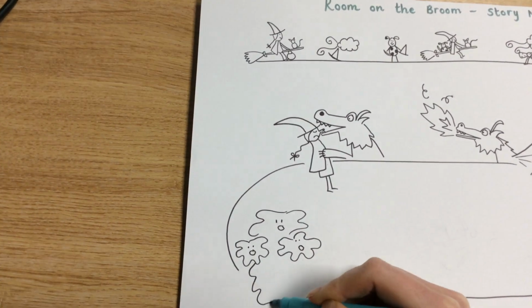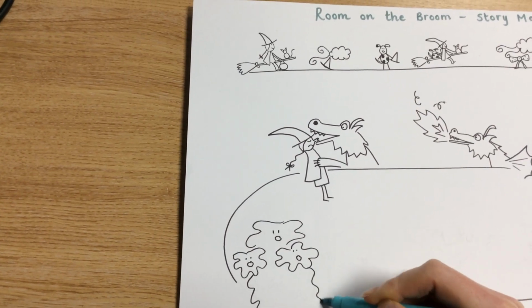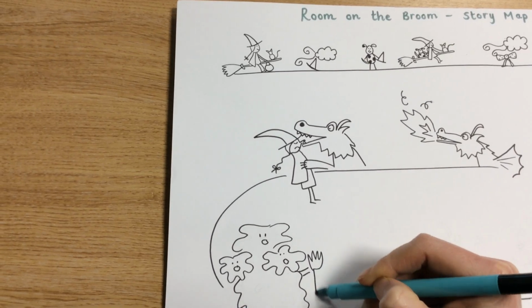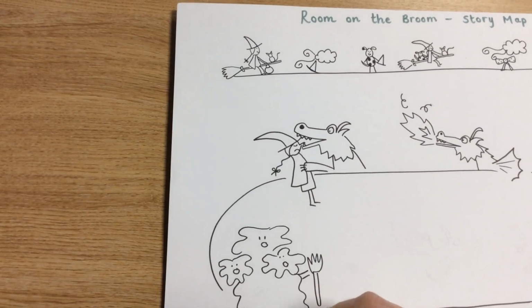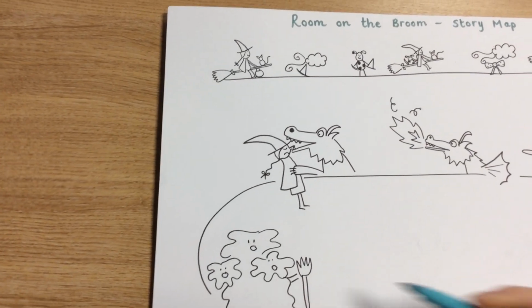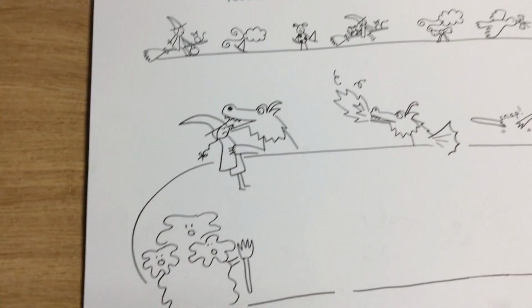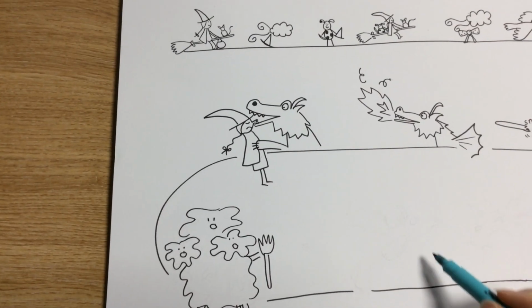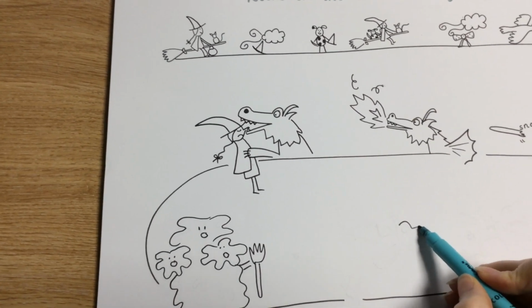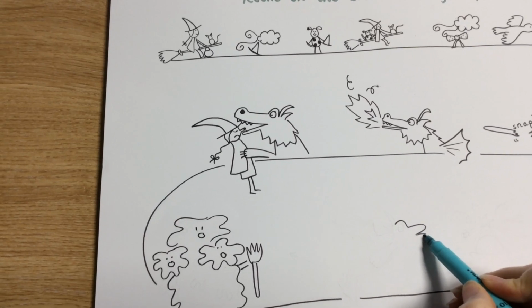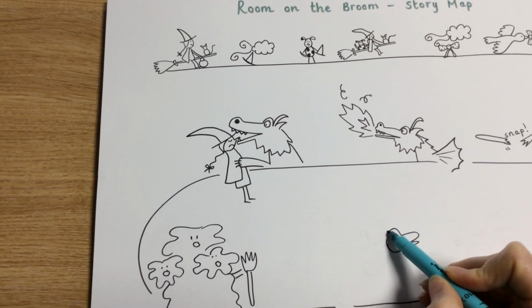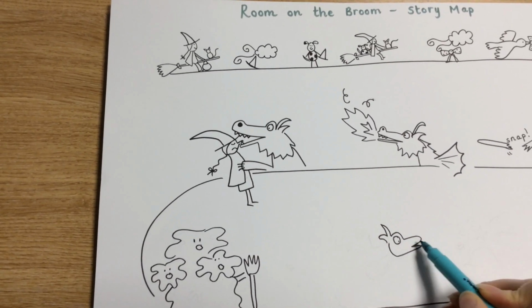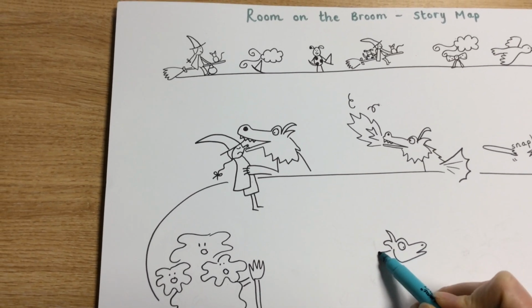Okay, so there's my muddy swamp monster holding onto the broomstick. And that monster scared off the dragon. So the next part of the story would show the dragon flying away because the swamp monster scared the dragon. So I don't need to draw lots of detail. I'm just going to draw my dragon, and I'm going to draw him flying away, feeling a little bit worried.